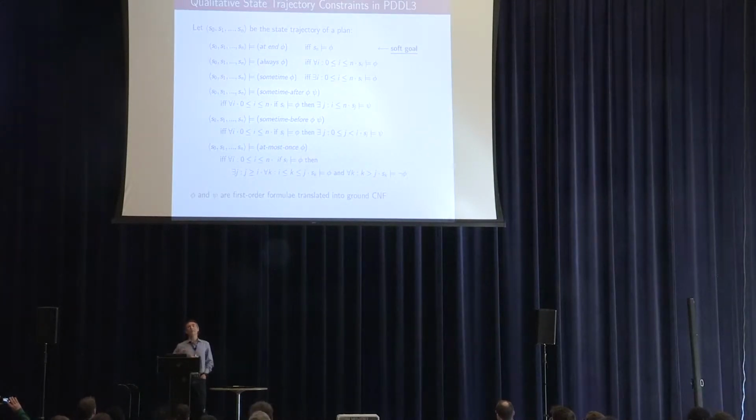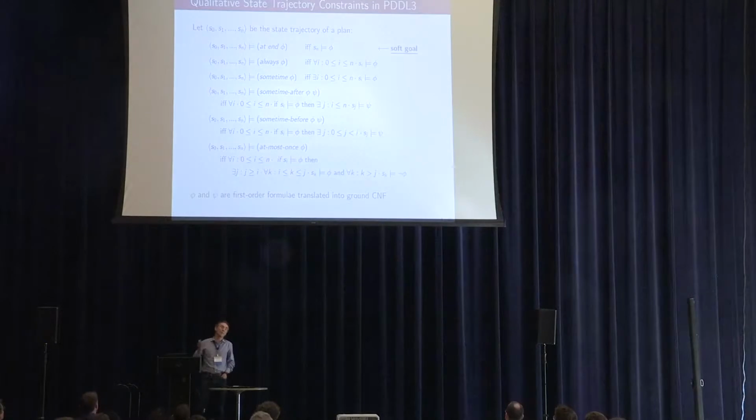Sometime after means that if phi is true in some state, then psi must be true in some other state after the state in which phi is true. Similarly for sometime before, if phi is true in a state, then psi must be true in a state before the state in which phi is true. At most once, phi can be true in at most one state of the trajectory. And here, phi and psi are first order formulas.